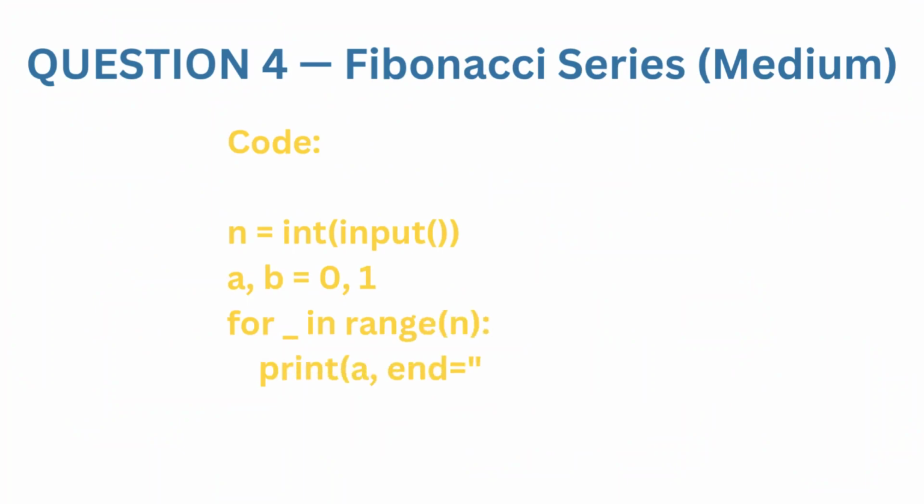So n equal to int input, that means it will be inputted, and a, b we have to initialize as 0 and 1. For in range n, print a and end will be spaces, a, b equal to b, a plus b. So this is the simplest problem in the Fibonacci series.